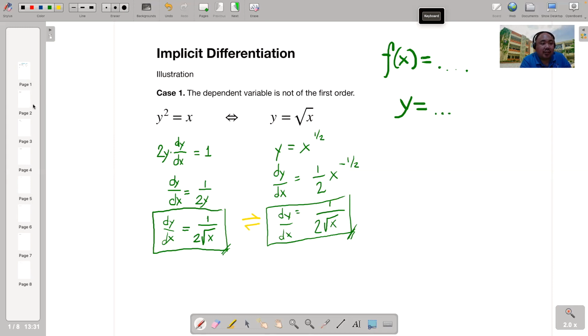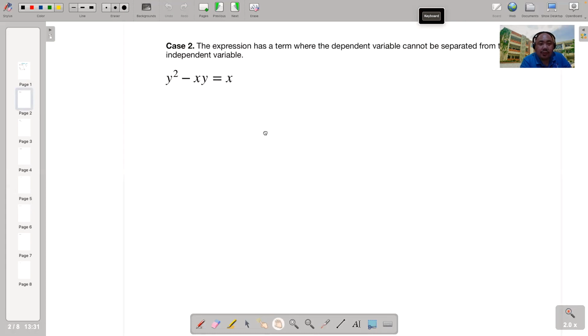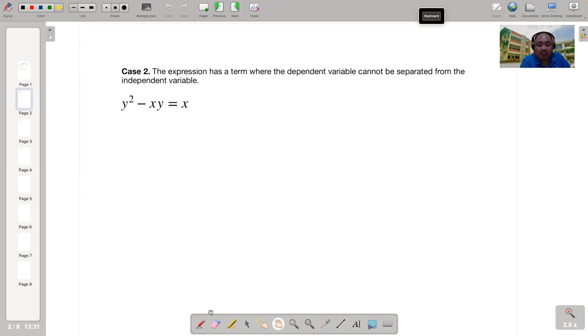Yes, there's another case. Again, this is something that you are unfamiliar with up until now. That is when the expression has a term where the dependent variable cannot be separated from the independent variable. Okay, so this is very crucial. You cannot separate the dependent variable and the independent variable. For example, take a look at this expression we have here.